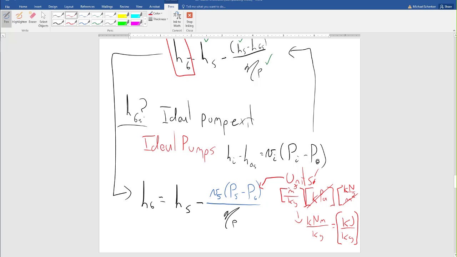So if this is in metric, like this problem is, then here I want it like this. Put my pressure in kilopascals, even though the problem gives it to me in bar. So I have to know that 1 bar is 100 kilopascals, because this H5, which I'm going to look up in the table, is in kilojoules per kilogram, right? So here, this means I would put all this in, and then I would get H6, right?